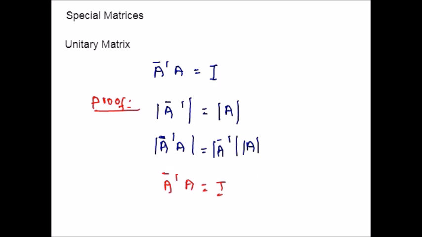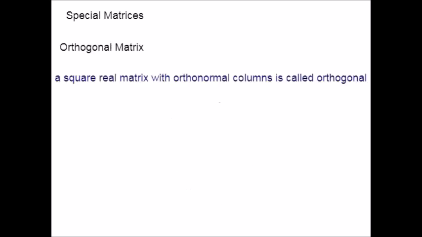Okay, now let's move on to the next type, the orthogonal matrix. A square real matrix with orthonormal columns is called an orthogonal matrix. Or you can just say any square matrix A of order n is said to be orthogonal if this condition is satisfied.